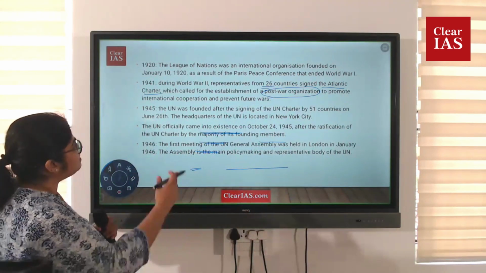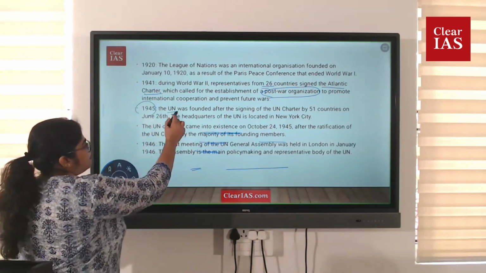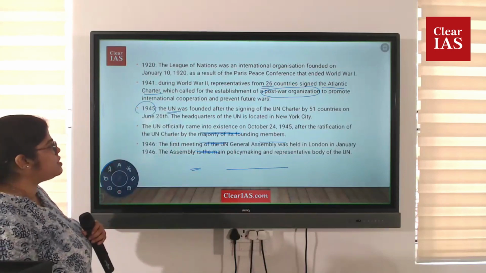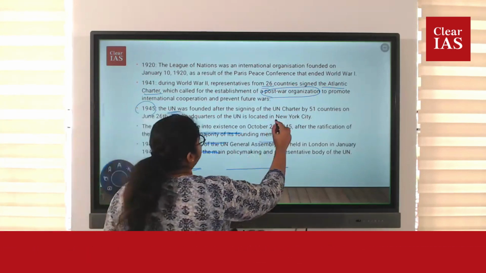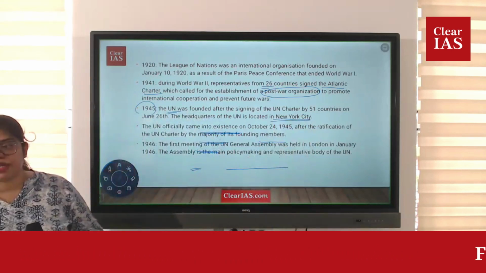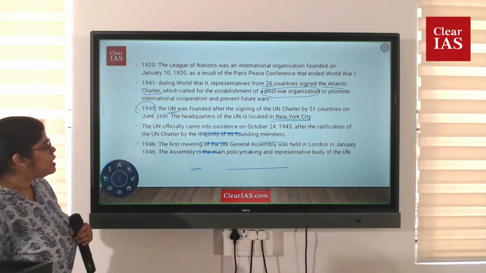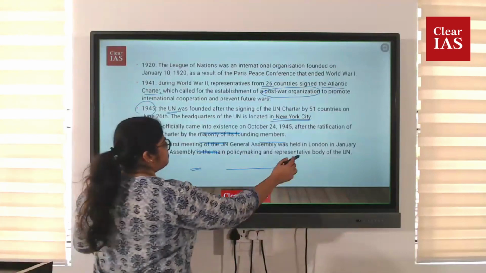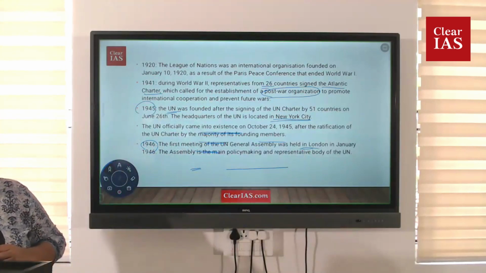So, likewise, they wanted an organization. And in 1945, for that purpose only, the United Nations was formed. So they signed a UN Charter, 51 countries, and the United Nations was formed. And the headquarters of the United Nations is in New York City. And this officially came into existence in October by the ratification of the founding members. And in 1946, the first meeting was held in London. Okay, that is how the United Nations was shaped.